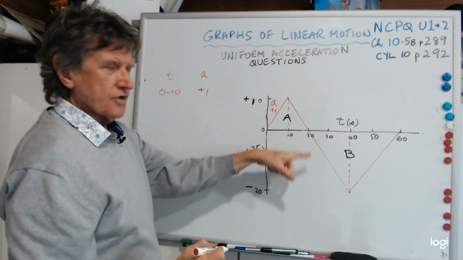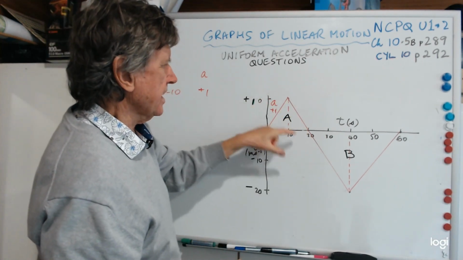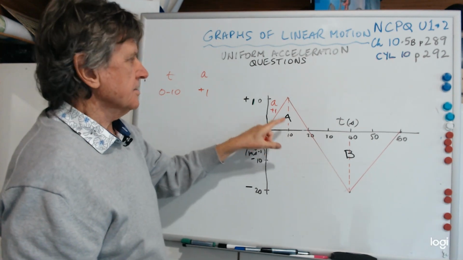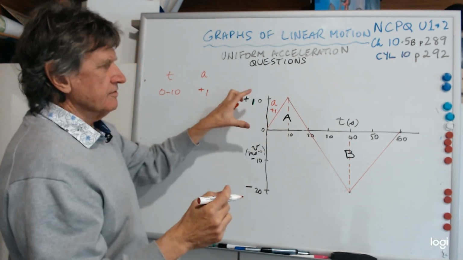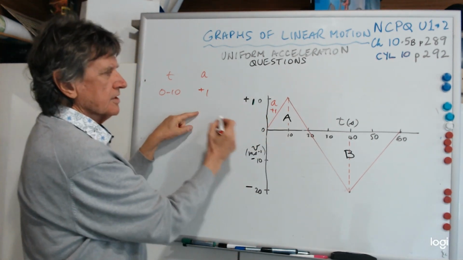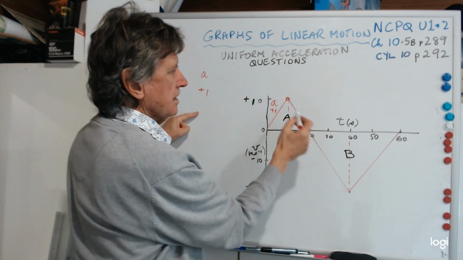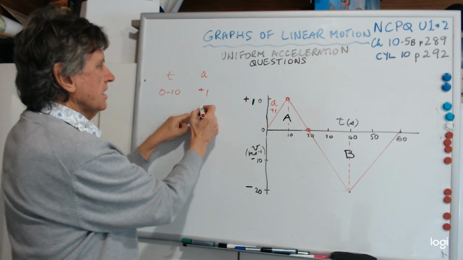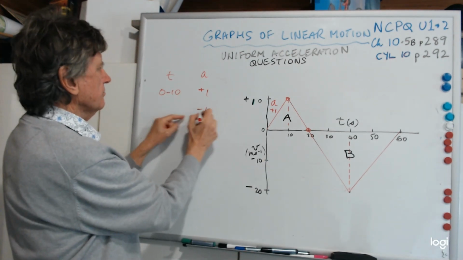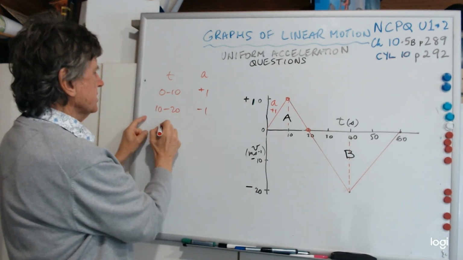This part of the journey, it's gone from 10 to nothing, so that's a change of negative 10. Remember, it's final minus initial, so final is 0, initial was 10, so it's negative 10 over 10, so that's negative 1. So from 10 to 20, it's that.